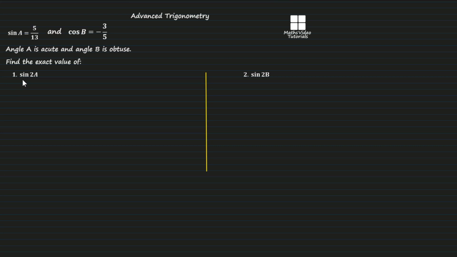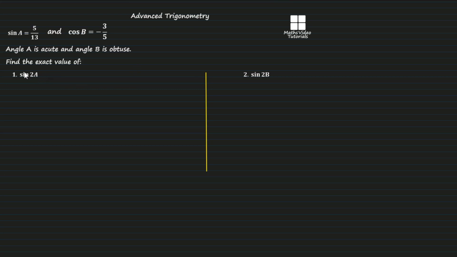We need to find the value of sine 2a when we are given the value of sine a, and sine 2b when we are given the value of cos b as well.